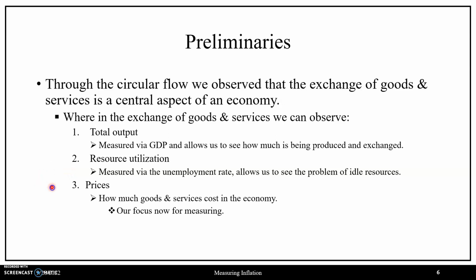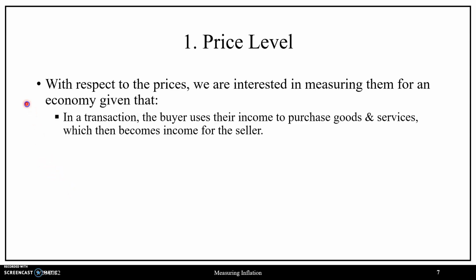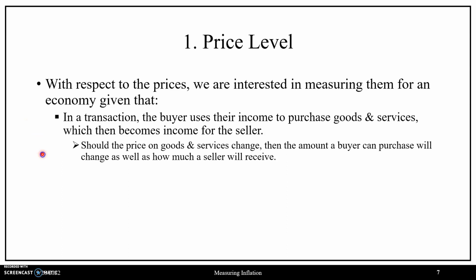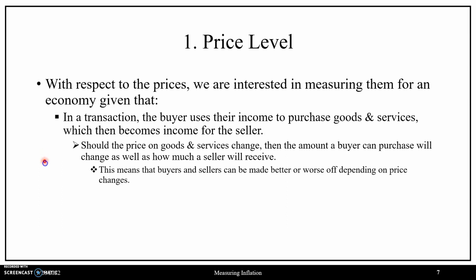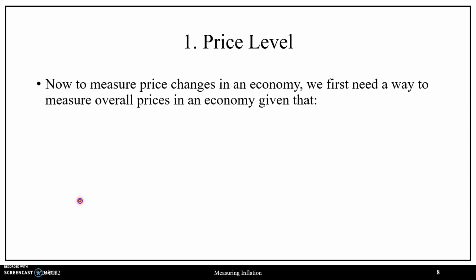And we can also observe prices, in that how much goods and services will typically cost in an economy. This third thing, that is prices, will be our focus for now in terms of measuring. With respect to the prices in an economy, we are interested in measuring them given that in a transaction, the buyer uses their income to purchase goods and services, which then becomes income to the seller. Should the prices on goods and services change, then the amount a buyer can purchase will change, as well as how much a seller will receive. This means that buyers and sellers can be made better or worse off depending on price changes. Well, with agents potentially being made worse off, we would like a means of quantifying this problem.